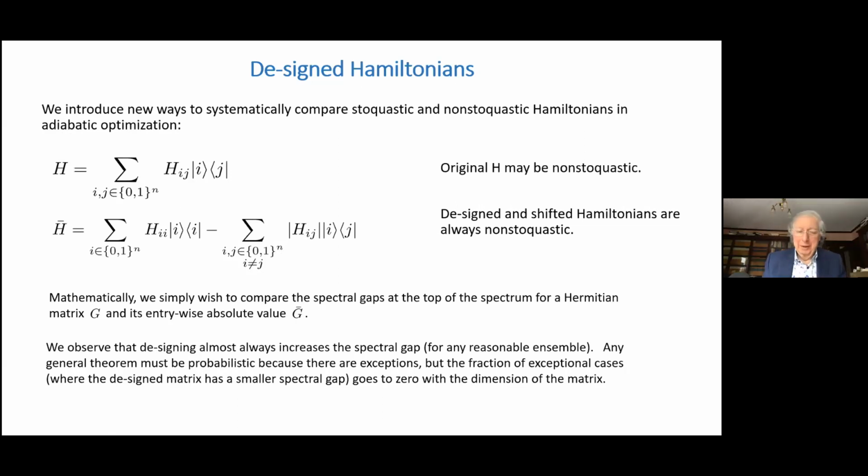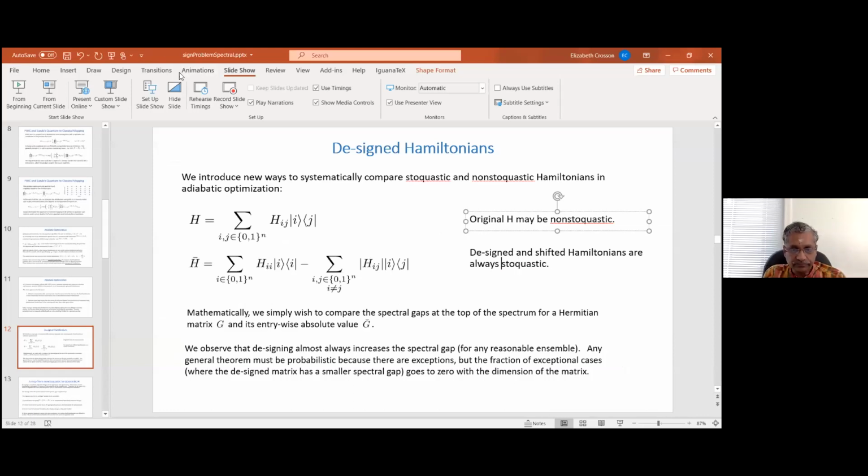I think you have an extra "non" there in your slide. The description on the right, H bar on the side, you're saying de-signed and shifted Hamiltonians are non-stochastic. That's a typo. I'm terribly sorry there. All right, just to make it clear. Thank you, and sorry for the typo.